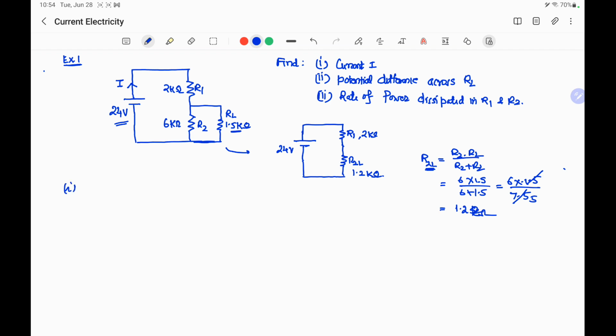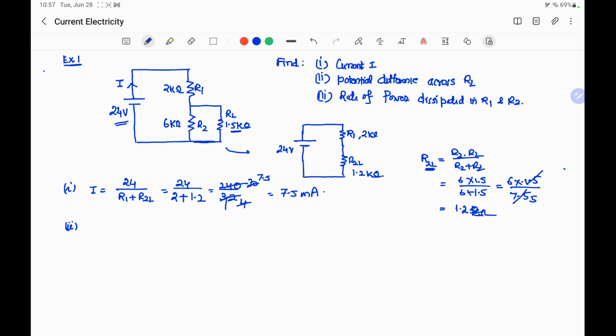Now first we have to find the current I. This current I through the cell will be total voltage, which is 24 volt, divided by total resistance, and this resistance is R1 plus R2L. That is equal to 24 by 2 plus 1.2, which is equal to 24 by 3.2. On simplifying by dividing with 8 it will be 3 over 0.4, that is 30 by 4, and further dividing by 4 it is 7.5. So it will be 7.5, and because we are dividing volt by kilo ohm, this current will be in milliampere.